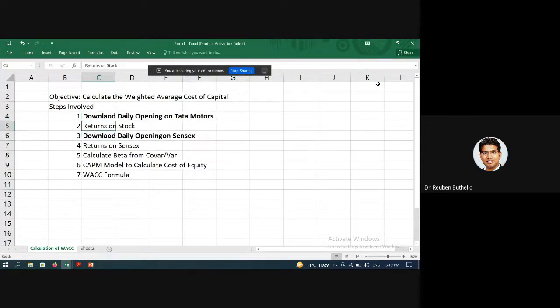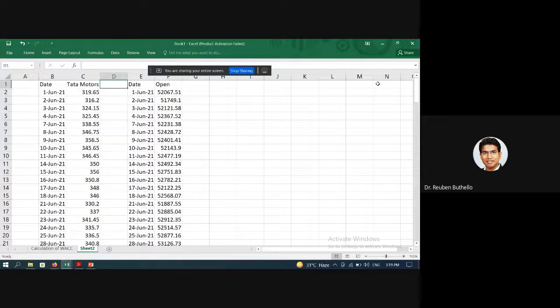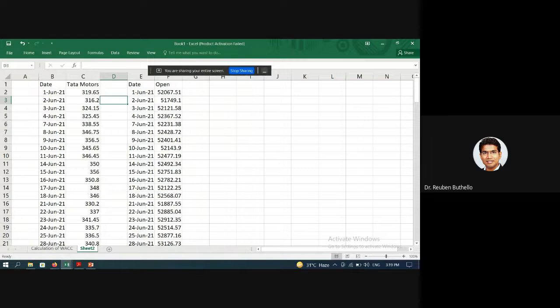Now I need to calculate the returns on stock. So how do I calculate my returns on stock? You guys know the formula for returns. How did I calculate returns last time? How do I calculate the return? Final minus initial upon initial. Okay, so we'll go by that formula as such.